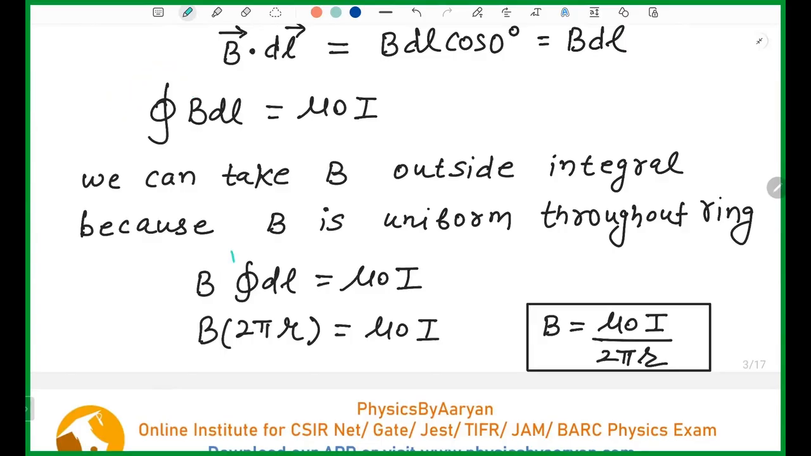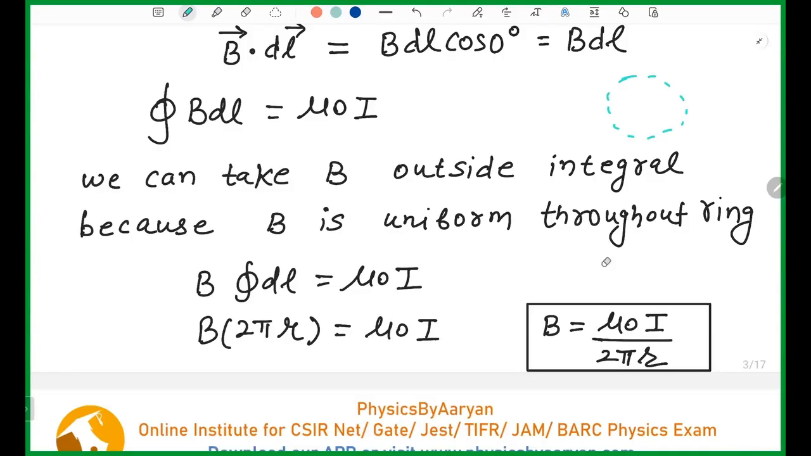And if I take the magnetic field outside, then what is left inside is the closed integration of dl equals mu naught I. This is the integration of all the small elements. If I combine all the small elements, I will get the total circumference, and the total circumference is 2 pi r. So basically, I will get B into 2 pi r equals mu naught I, and the magnetic field will come out to be mu naught I by 2 pi r.